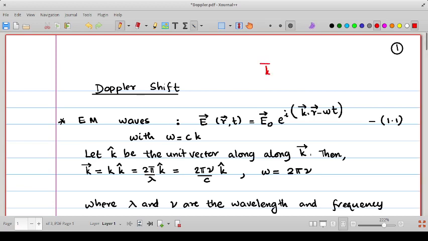Now the wave vector k can be written as its magnitude times a unit vector, and the magnitude of the wave vector, which is represented by k, is related to the wavelength of the electromagnetic wave as k equal to 2 pi by lambda, where lambda is the wavelength of the EM wave.